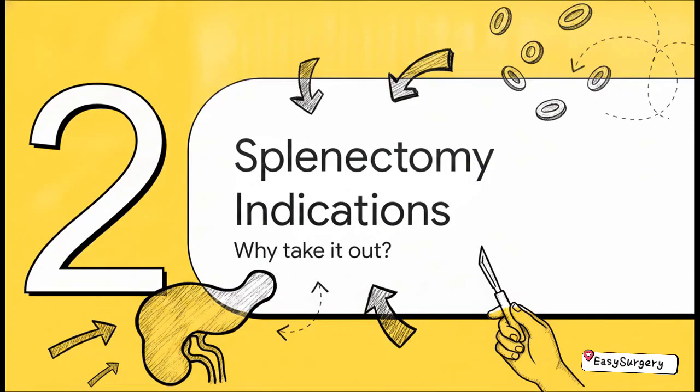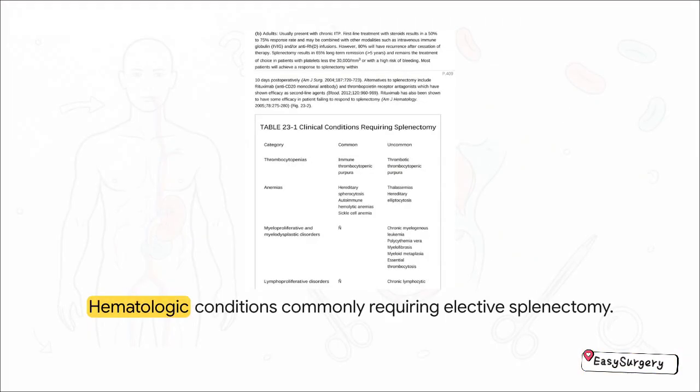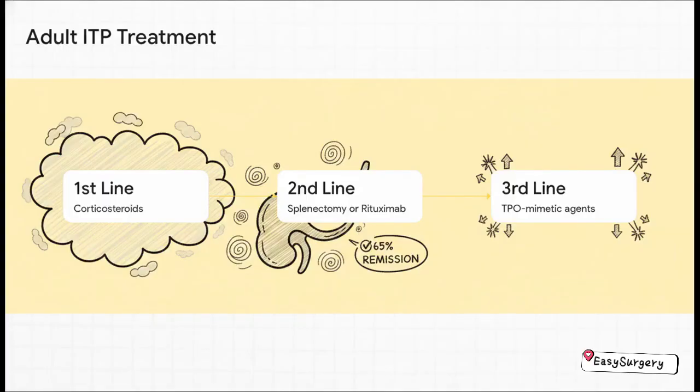Section 2. Indications for splenectomy. When we map out the major hematologic categories, let's just skip past the myeloproliferative and lymphoproliferative disorders for a second. I want you to focus your attention squarely on the two most common culprits that actually require surgery, the thrombocytopenias and the anemias. So let's walk step by step through the adult treatment algorithm for idiopathic immune thrombocytopenic purpura, or ITP. This is actually the most common hematologic indication for an elective splenectomy.